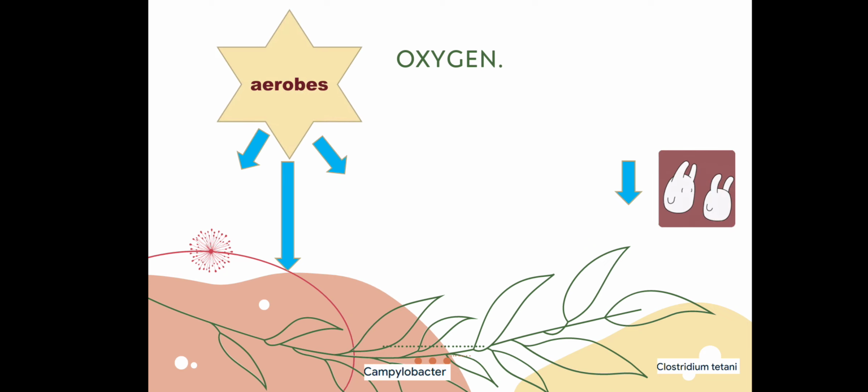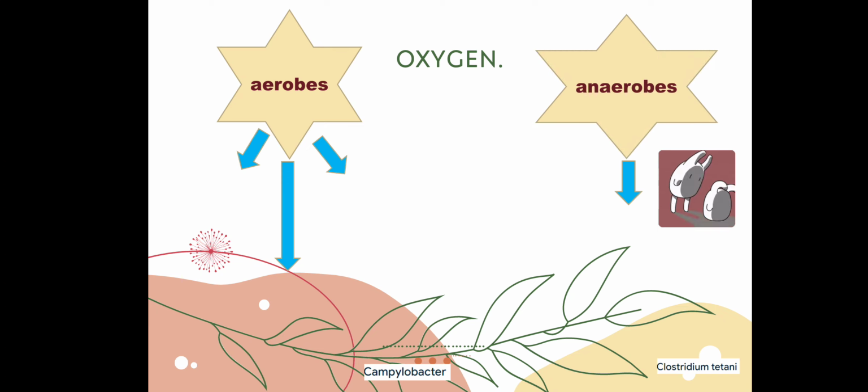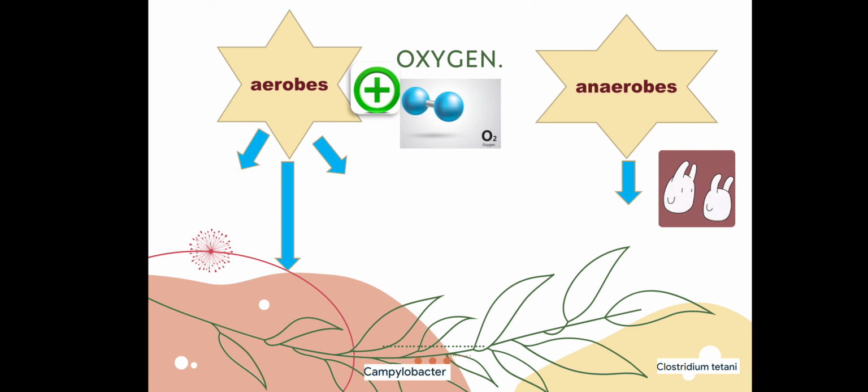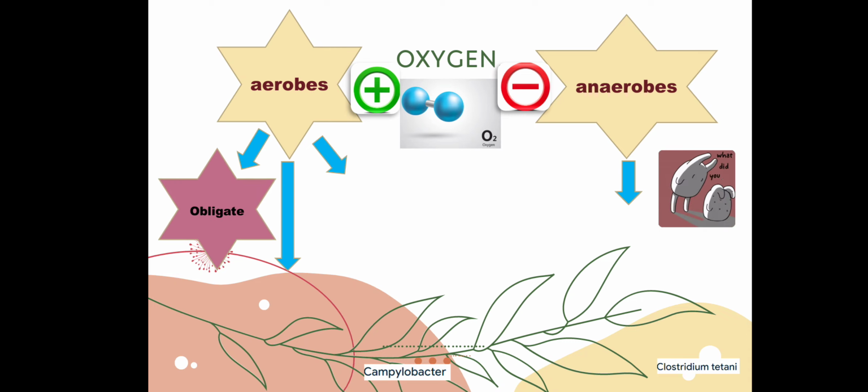Here is the oxygen. So the oxygen requirement of a bacteria depends on two types: one is aerobes and one is anaerobes. Aerobes need oxygen to survive, so I have given a positive sign, then a negative sign for anaerobes. The aerobes are divided into three parts.